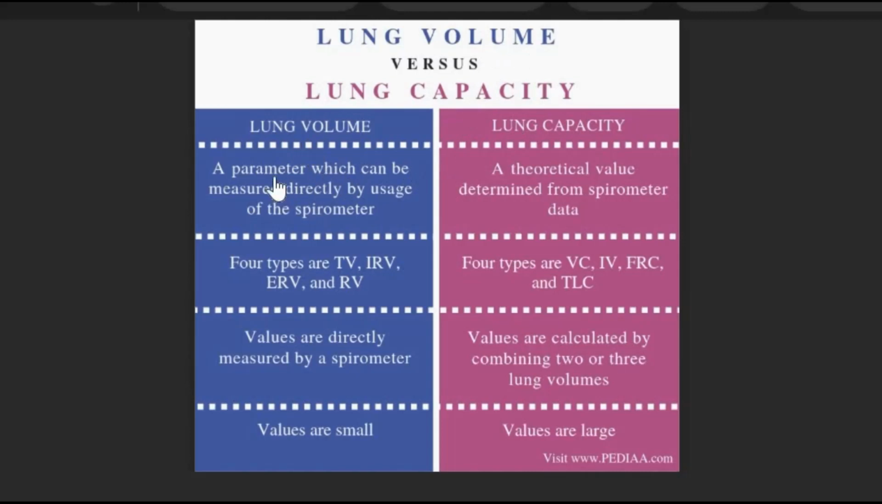So the lung volume is a parameter or a measurement of the lung, which can be measured directly by using a spirometer, whereas lung capacity is a theoretical or calculated value. You obtain this from the spirometer data. From the spirometer you get the lung volume and you add lung volumes to get the lung capacity. There are 4 types of lung volume and 4 types of lung capacity. Now let's look into detail about what are the 4 types of lung volume and lung capacity.